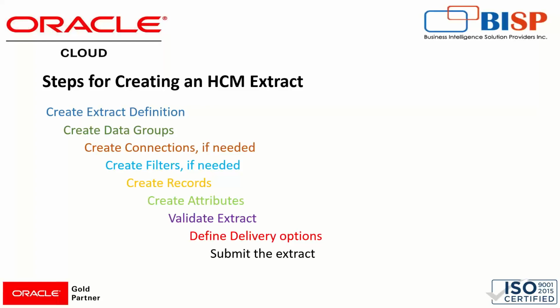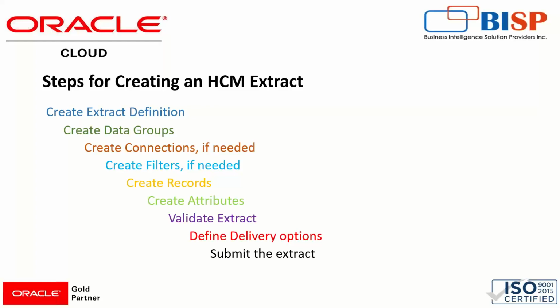After creating the data groups, we have to create the connection. Whatever data groups we have created under the extract definition, we have to create the connection between those data groups if needed. Next, we can create filters if needed, or use some advanced filter criteria whenever required. Next, we have to create the records under HCM Extract.